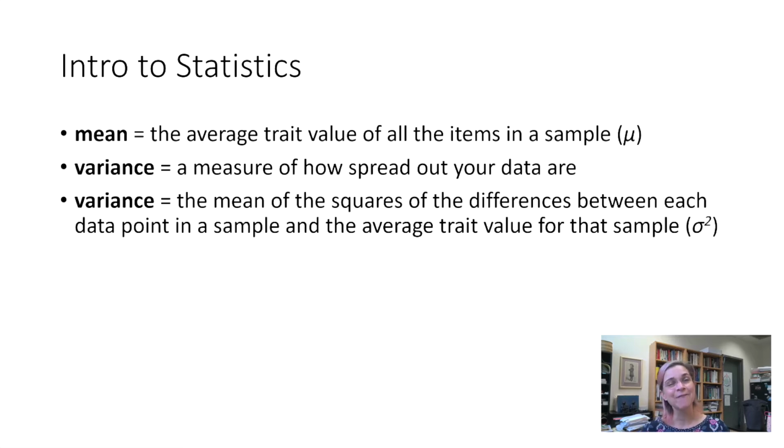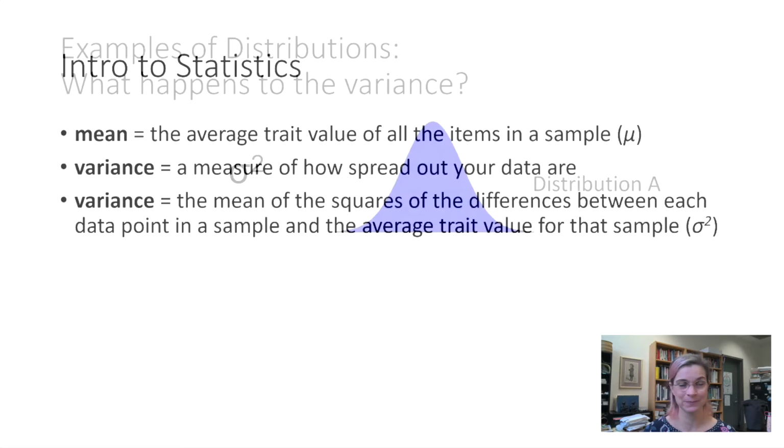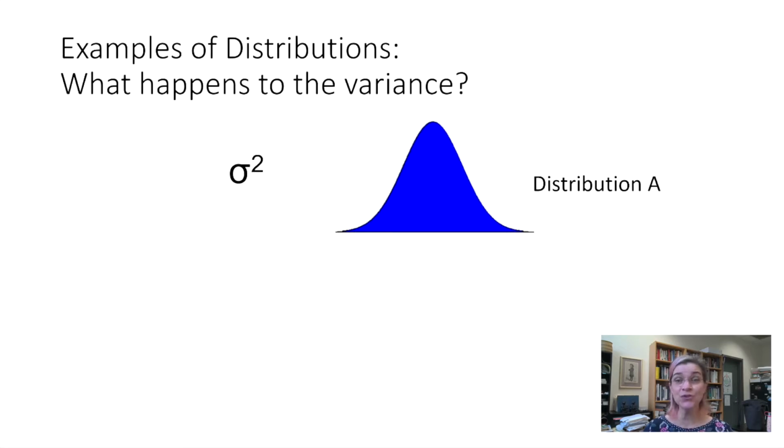Let's look at how variance changes for distributions with different shapes. So here you are looking at what we call a normal distribution. Normal distributions have this really nice symmetric shape to them. So we'll call this one distribution A. Now, I'm going to add a couple of other normal distributions to the mix.